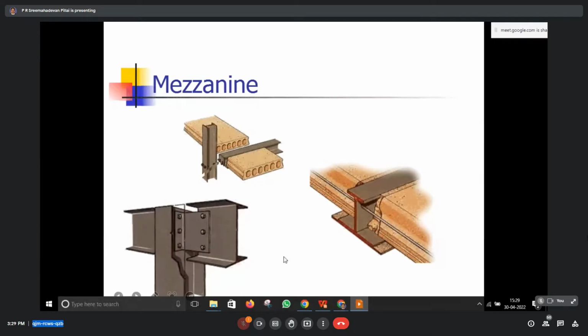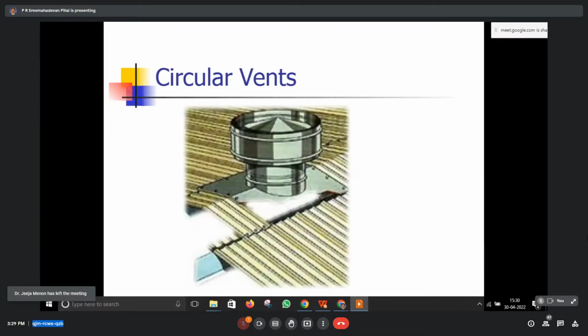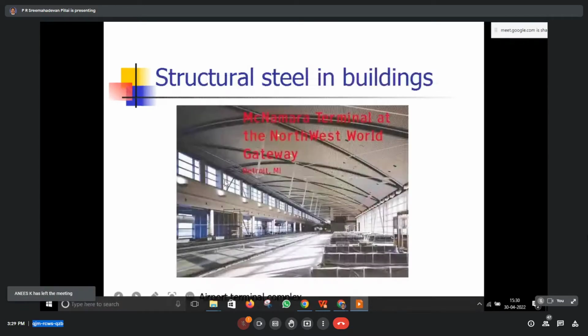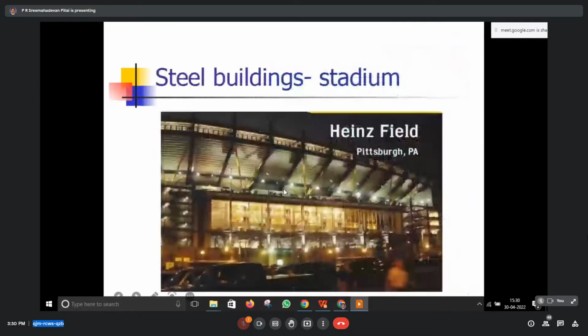And for mezzanine floor construction, in between floors, steel is the most commonly used material since it can be optimally used. And bridge cranes you would have seen, the cranes which move on gantries, are always built with steel, not with concrete, because only steel can optimize it. Similarly, for circular vents and structural steel buildings, all this cost-effective material has come up. I have shown some examples where all the huge span construction is done by steel.